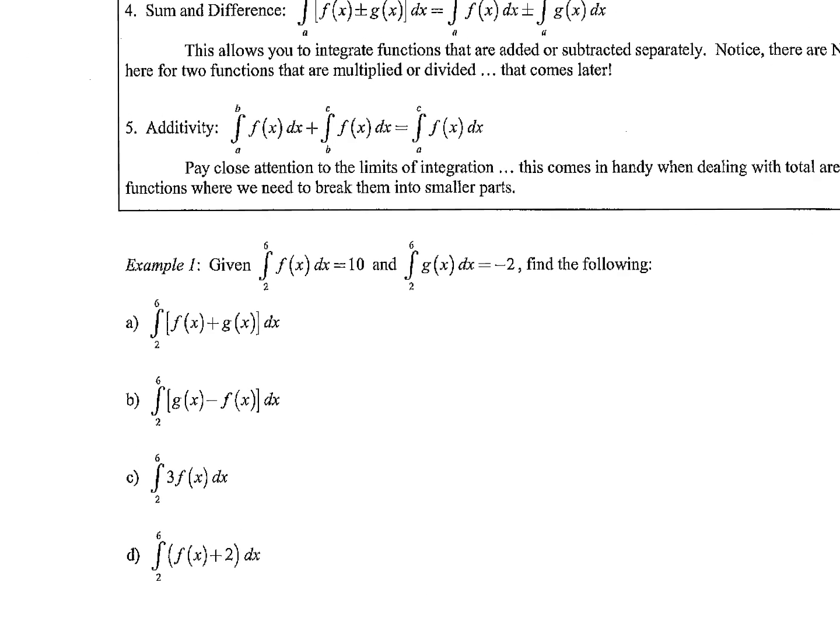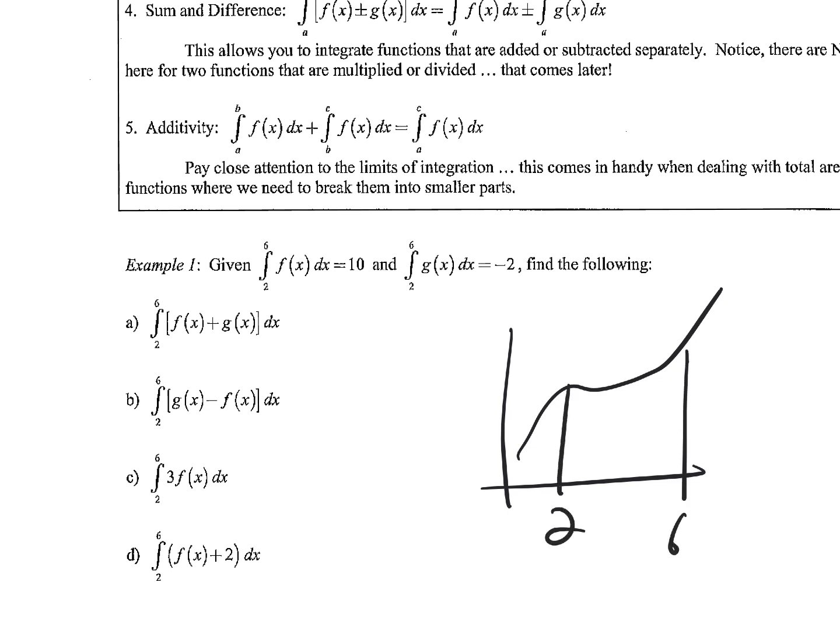So it told us that the integral from 2 to 6 of some function is 10. So basically I've got some function here. I don't know what it looks like, but from 2 to 6, I know that area is 10. Then they're telling me that from 2 to 6 for g of x, that's -2, and we're going to be working with those areas.